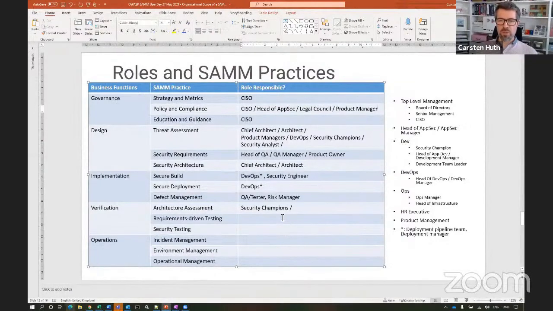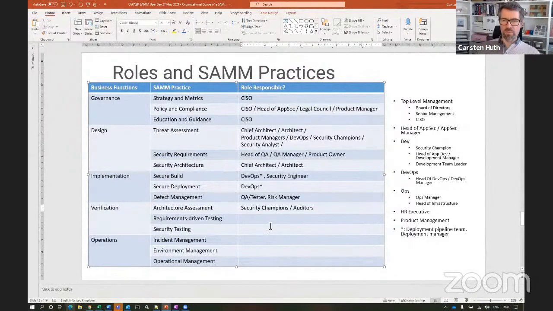Mm-hmm. Okay, so security. Well, here we could also have something like auditors, if there's a formal role. I mean, security champions, in my understanding, is more like somebody of the development team who has a special skill and experience in application security, and then takes it more like an embedded role. But of course, there are different understandings of security champions. But then there could be a formally appointed auditor who does an architecture assessment.